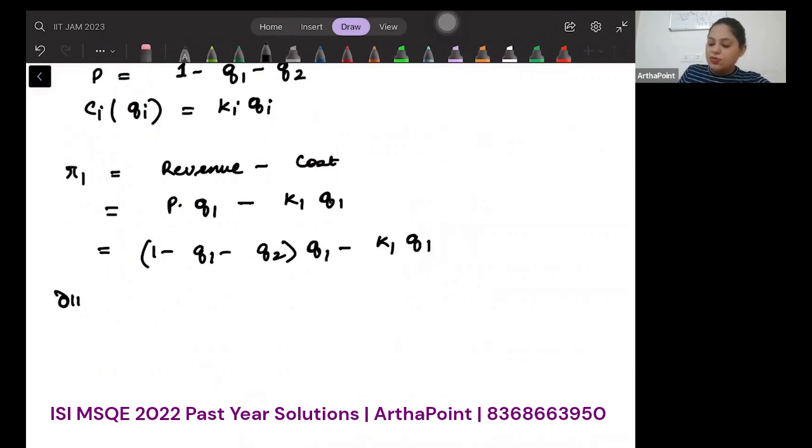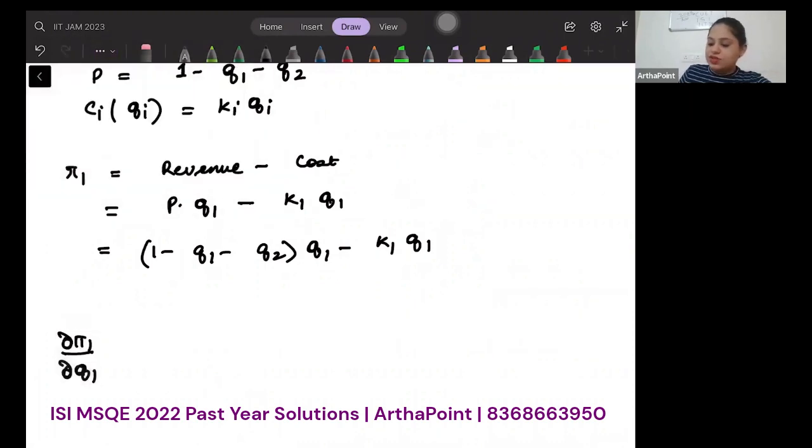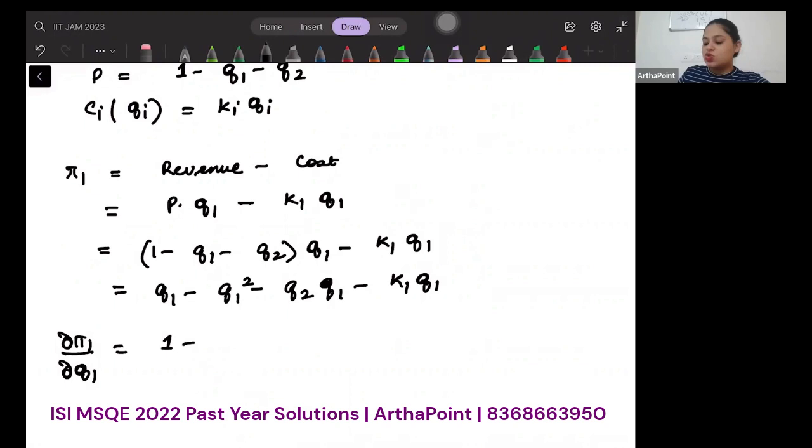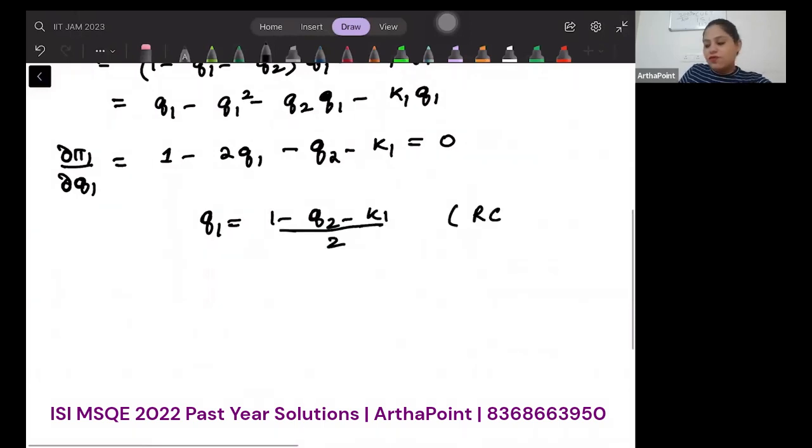So price is (1 minus Q1 minus Q2) times Q1 minus K1Q1. I need to find out how the profit changes as Q1 changes, so I have to differentiate this with respect to Q1. I will write down one more step in between for ease. You could have written this as Q1 minus Q1 square minus Q2Q1 minus K1Q1. If I differentiate it, I will get 1 minus 2Q1 minus Q2 minus K1 equal to 0. So Q1 is equal to (1 minus Q2 minus K1) by 2. We know this is the reaction curve of firm 1 as a function of Q2.